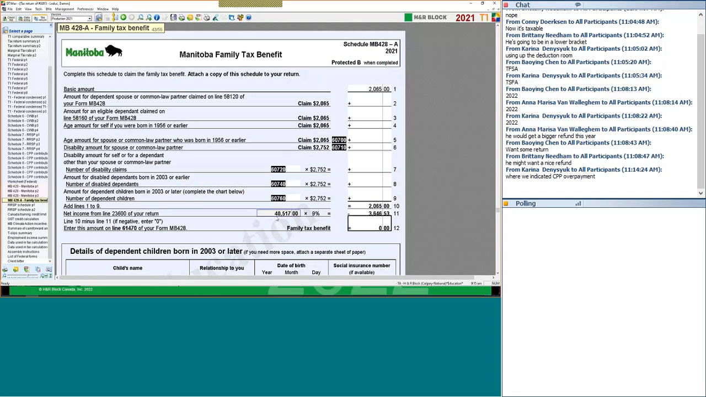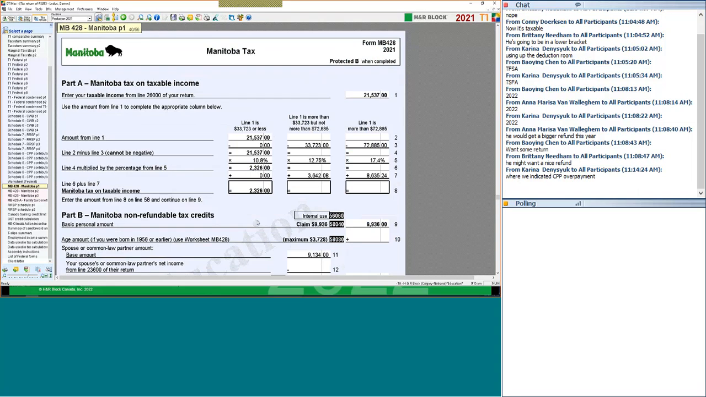Okay, so Manitoba Family Tax Benefit, if he hadn't had the workers' comp, he would be getting a Manitoba Family Tax Benefit. But he had the workers' comp, and it's based on net income, and so he doesn't get the family tax benefit, but we had to calculate it to be sure.